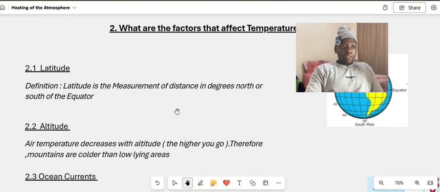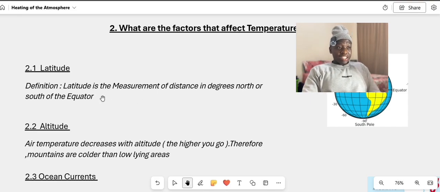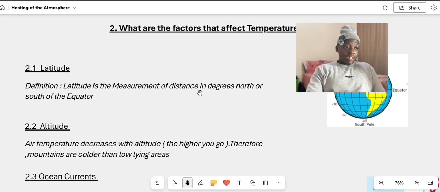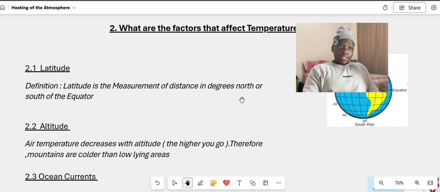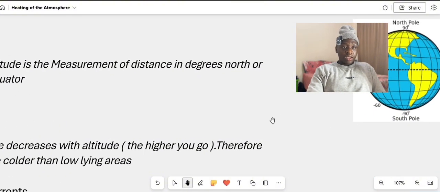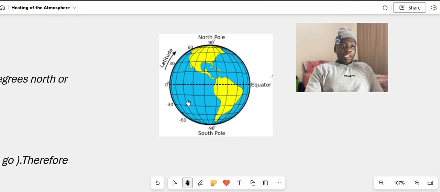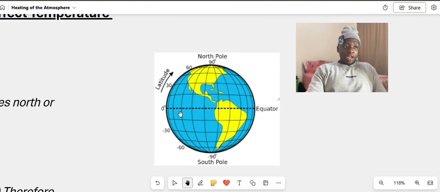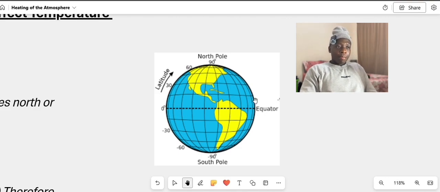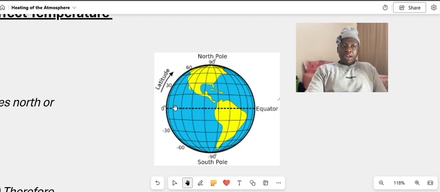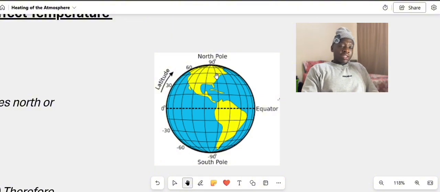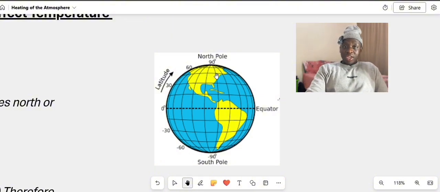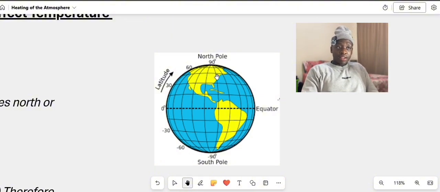First and foremost, on the factors that affect temperature, we have what we call latitude. Latitude is defined as the measurement of distance in degrees north or south of the equator. The latitude lines are sometimes referred to as parallel lines because they are parallel to the equator. They are important because they give the location of places on Earth.